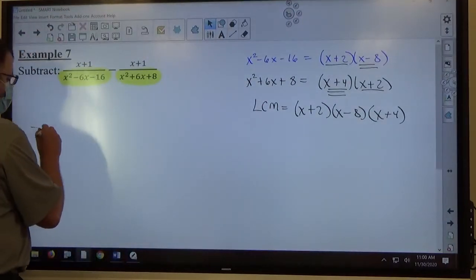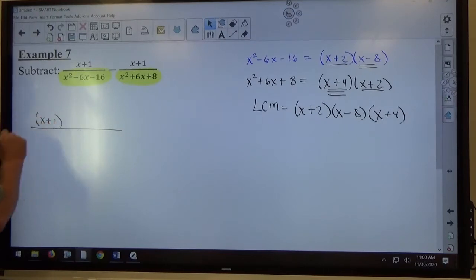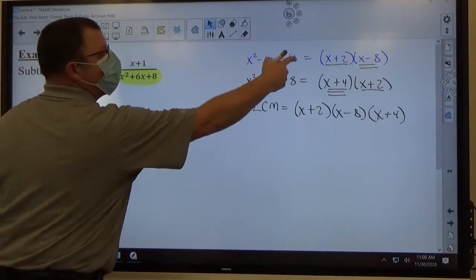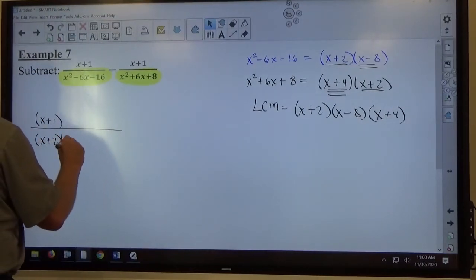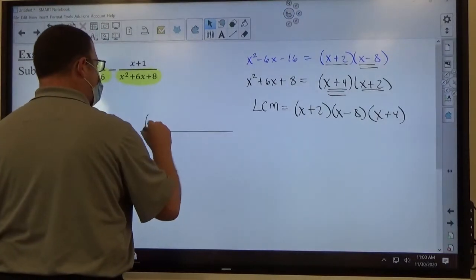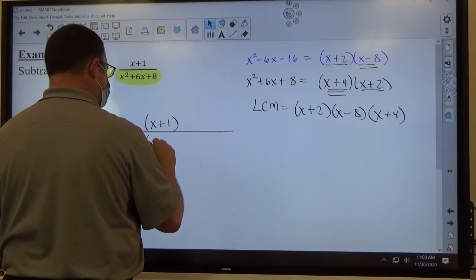So I got my first fraction. And notice x plus 1 is more than one term. I don't know if I made a big deal about it in the first example, but it's more than one term, so put it in parentheses. On the bottom, x squared minus 6x minus 16 is x plus 2 times x minus 8. And then we're subtracting the second fraction, which is also x plus 1 on top, and x squared plus 6x plus 8 is x plus 4 times x plus 2.